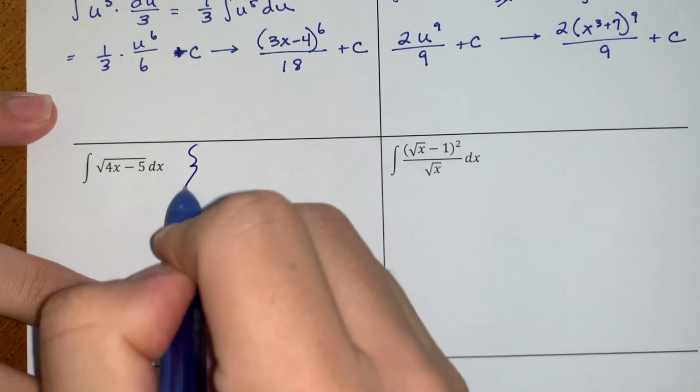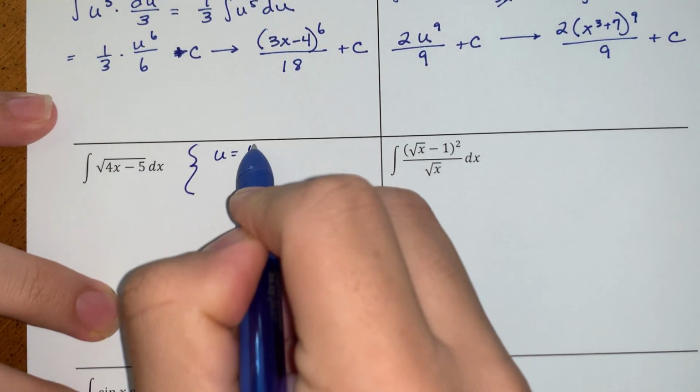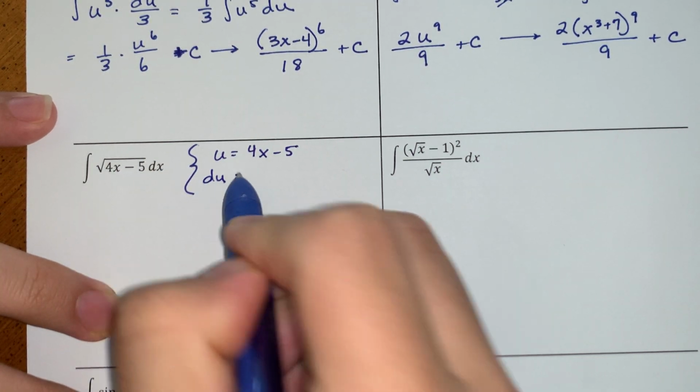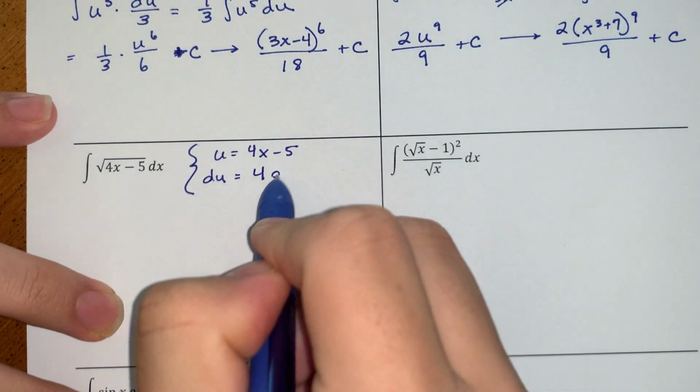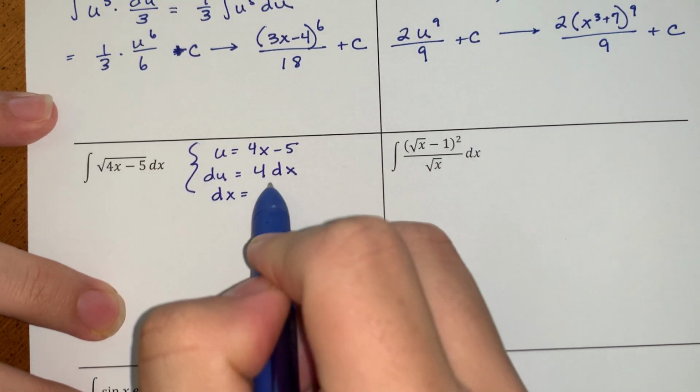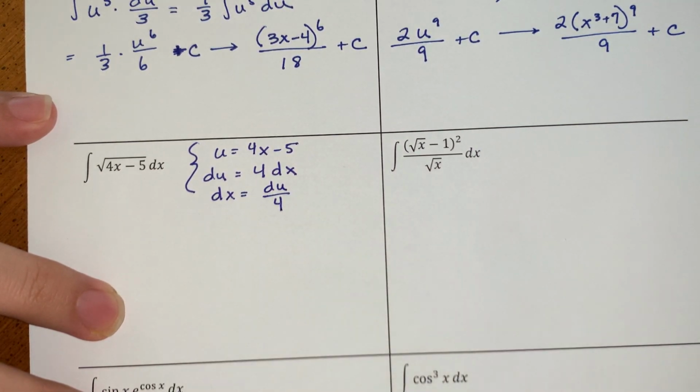So with this one, the u that I'm going to set is going to be whatever's on the inside, 4x minus 5. And then du is going to be 4 times dx. And like I said, always try to get dx by itself. So I'm going to have dx is equal to du over 4.